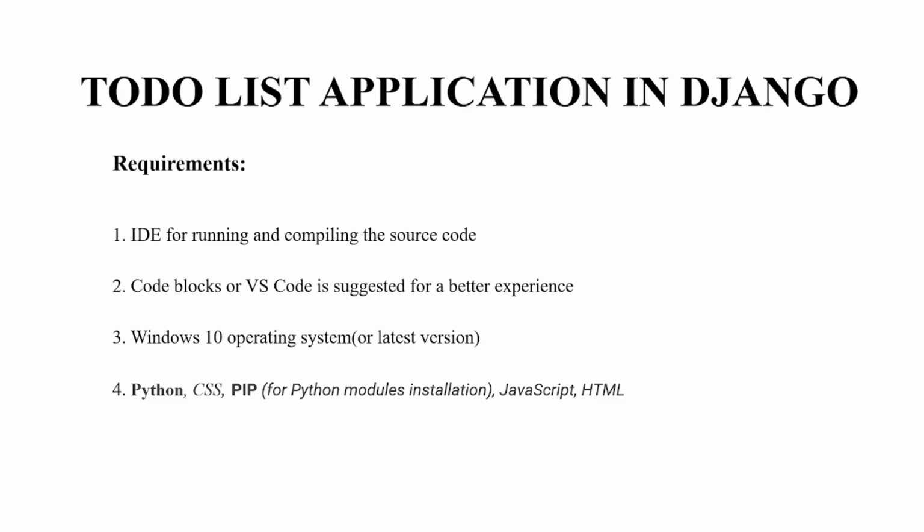Fourthly, you require certain languages that we are going to use here because this is a major project. We are going to make an application, so we are not going to use simple languages like C or C++. We are going to use Python, CSS, that is cascading style sheets, PIP for installing certain requirements, the virtual environment, and we are going to use JavaScript and HTML, that is hypertext markup language, to make the web application front end look good.